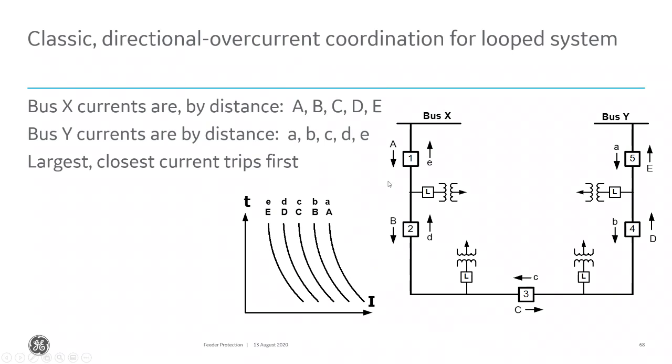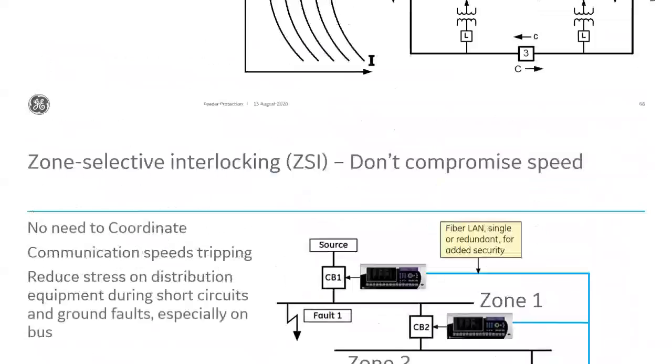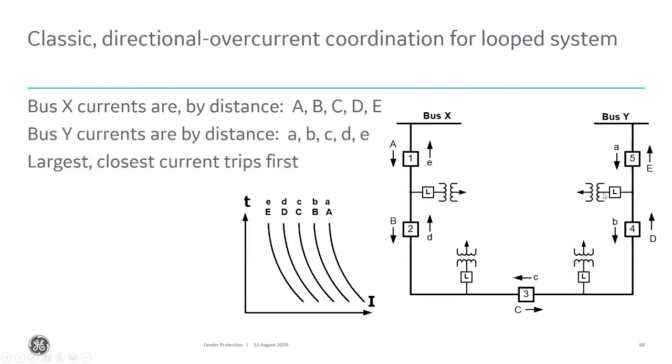So in this case, how do we set our coordination curve? Our slowest curve is going to be when I'm looking from, for example, bus X to bus Y, for currents for faults on bus Y. In that case, I need to coordinate breaker 1 with breaker 5 and so on and so forth. So then breaker 4 will have to coordinate with 3, 3 would have to coordinate with 2, and 2 with 1, and so on and so forth.